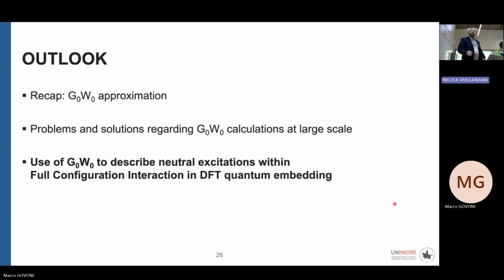Okay, so fine. In the last part, I will use GW to describe not just the charged excitations, but also neutral excitations. And I will introduce an embedding. So we want to combine 2 levels of theory. One very expensive, which scales factorially, full configuration interaction, with DFT, which is good for covalently bonded systems and scales cubically.